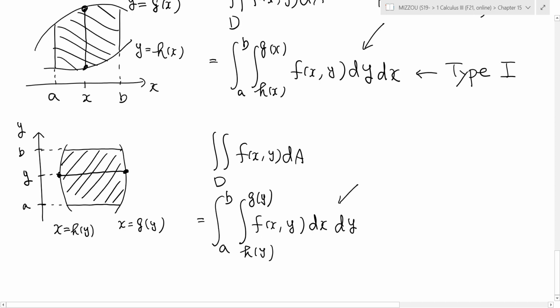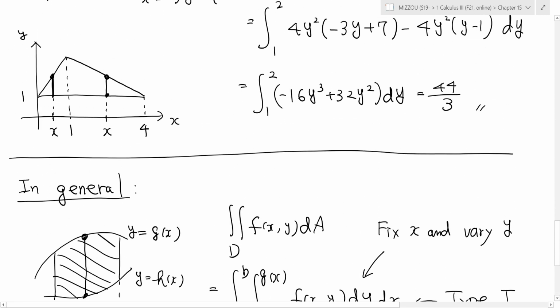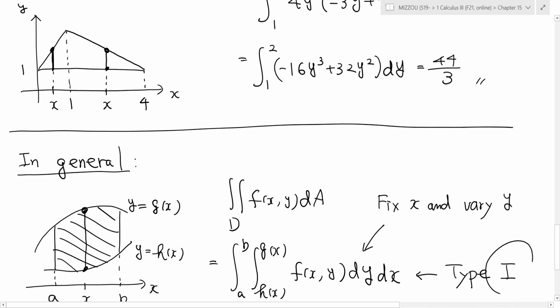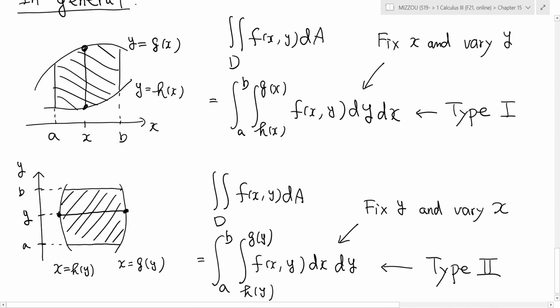So this is, you fix y and vary x, and the book calls this type 2. But like I said, you don't really have to memorize which one is type 1 and which one is type 2. With this said, let's go back to this example. This example is, so to speak, type 1. No, I'm sorry, not type 1. Actually, type 2.